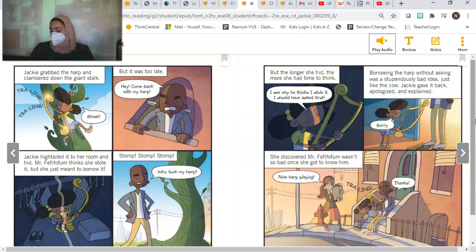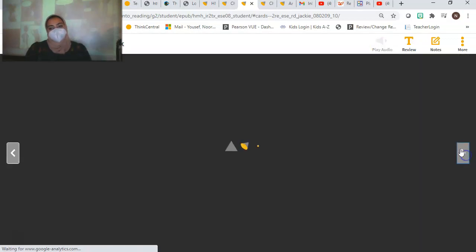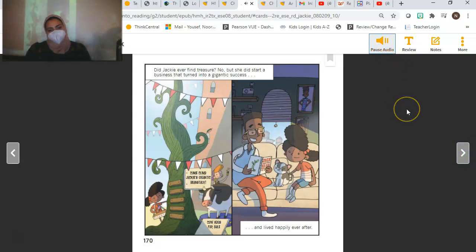How does Jackie's view of Mr. Fee-Fi-Fo-Fum change? Good. She thinks that he's not so bad anymore, and now they actually become friends. Is that the same as what happened with Jack and the Beanstalk? Yes, they became friends. Did Jackie ever find treasure? No, but she did start a business that turned into a gigantic success and lived happily ever after. It says, Come climb Jackie's gigantic beanstalk. Cow hugs for sale.